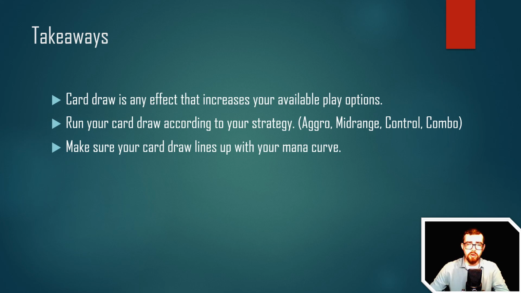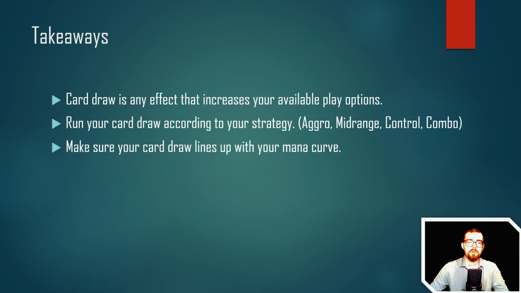Run your card draw according to your strategy. So if you're playing aggro, mid-range, control, combo, utilize that graph. I have done a good amount of research on this. I have built just about everything as far as different archetypes over the last 10 years playing Magic, and I really do think that these are the correct, or at least close to the correct numbers. Hopefully that comes in handy for you.